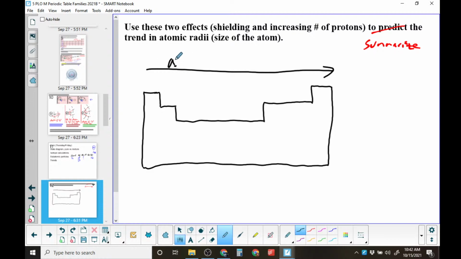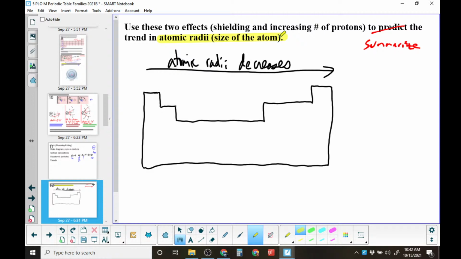That's the actual reason. It's a fundamental physical force. The attraction is increasing, so it's going to pull it closer together. Atomic size, like a radius of a circle. I wanted to use that terminology because often it'll get phrased that way.